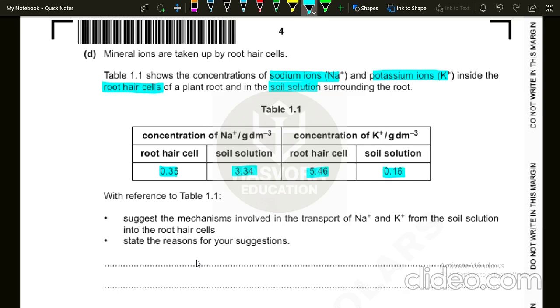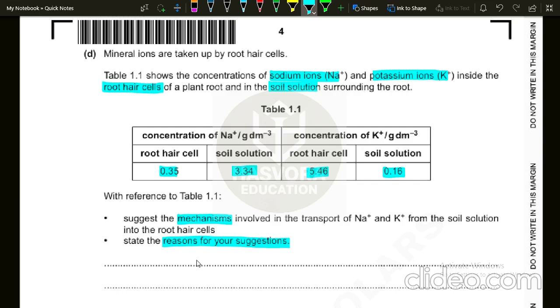With reference to table 1.1, suggest the mechanism involved, like whether it is active transport, facilitated diffusion, or simple diffusion. We have to state the mechanism, and we have to state the reasons for your suggestion, that is, why we think this mechanism is involved.